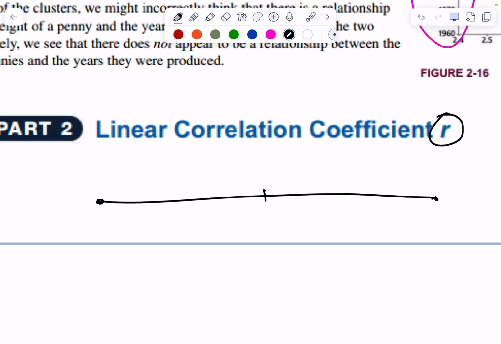Here is the correlation coefficient R. Okay? R is our correlation coefficient. That's what we use to represent how two things are correlated. Okay? R must live between the numbers -1 and +1. Okay? 0 is in the middle. All right? 0 is in the middle.